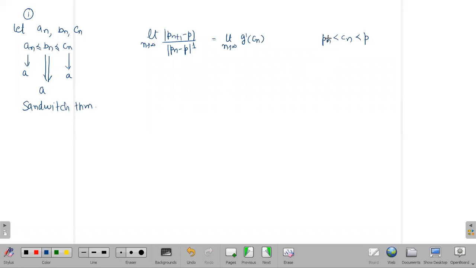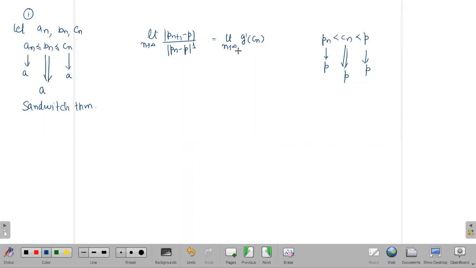So here also we can use it. If Pn is approaching P, we have already taken that. P is a constant sequence, that is also approaching P. Constant means every term is P. So it is also converging to P. And then it will imply Cn will also converge to P.